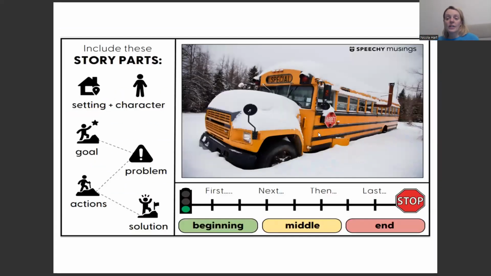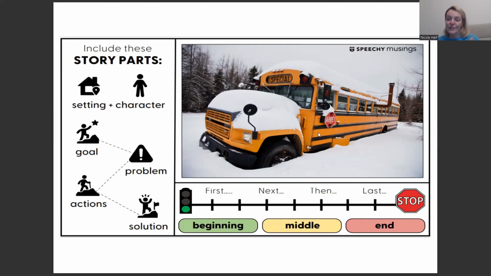For the older student, then we would work on maybe different narratives as well, talking about where something is, who was involved in it, what were they trying to achieve, what was the problem, what did they have to do to get out of that problem, and what was the outcome at the end. And that story about the bus can be great fun because it can be quite personal.